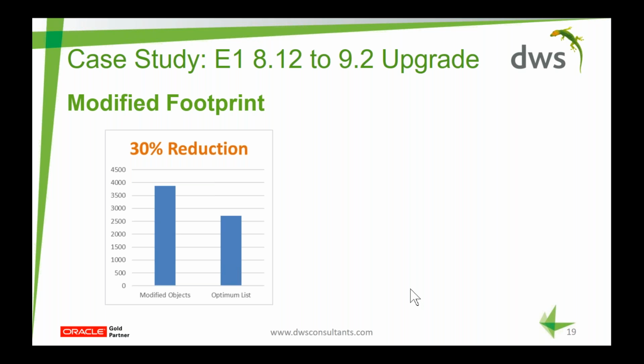During the audit phase, which was subsequently completed, as per the customer's instruction, we only excluded objects that are considered as definite excludes. So this comprised, for example, objects flagged but with no differences, and third-party objects. These results reduced the modified set to the optimum list, as we fondly refer to it, of 2,700 objects against which we then formulated the estimate. A 30% reduction in the modified footprint.